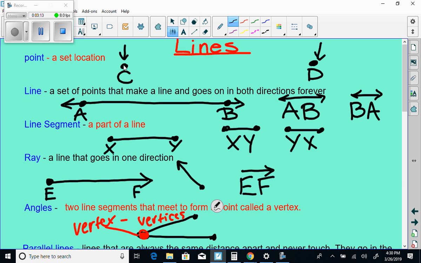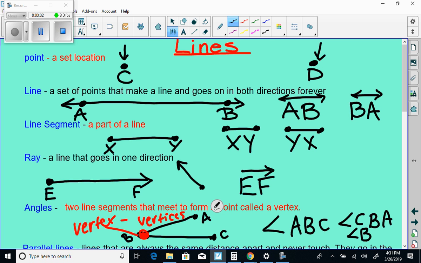Now, these are named with letters as well. So you might see, I'm just going to be simple here, A, B, C. This is known as angle ABC, or angle CBA, or just simply angle B. The angle or the vertex is always the middle letter here. So that's what we're using. Continuing on, we're going to look at parallel lines.